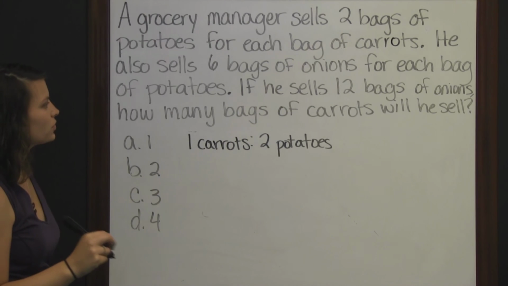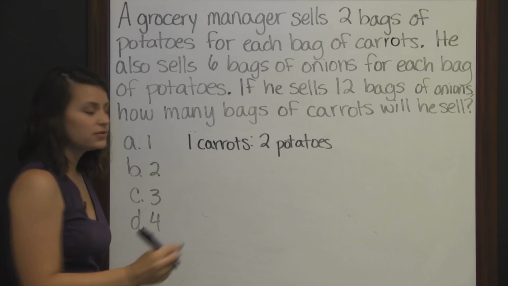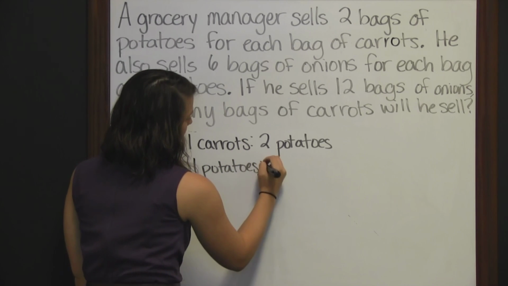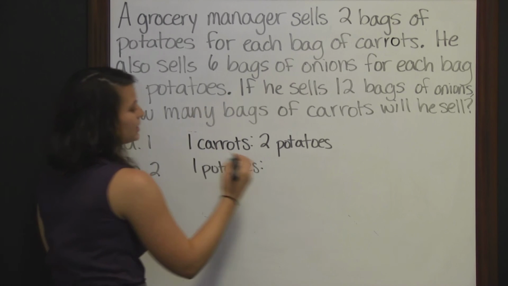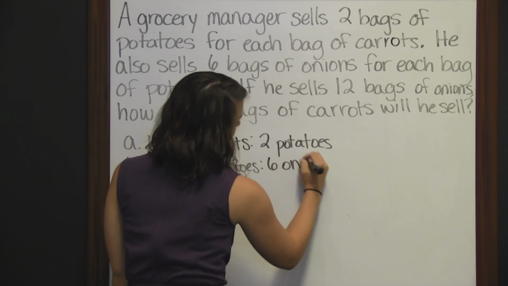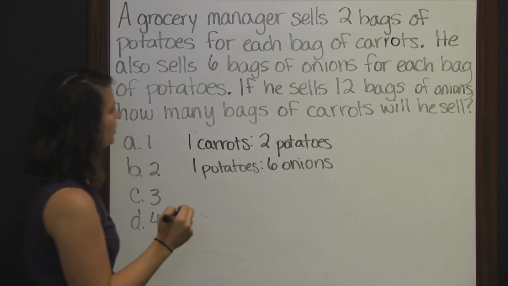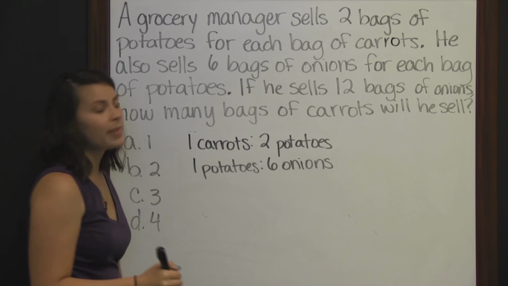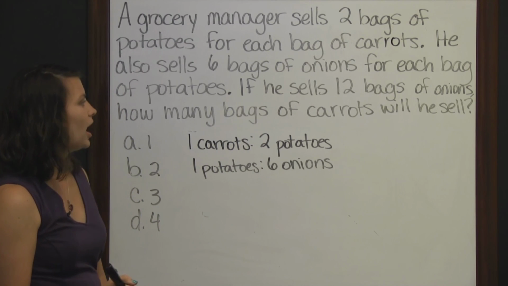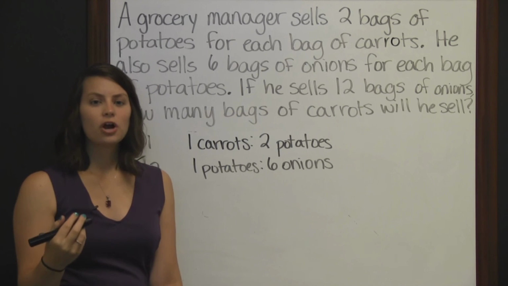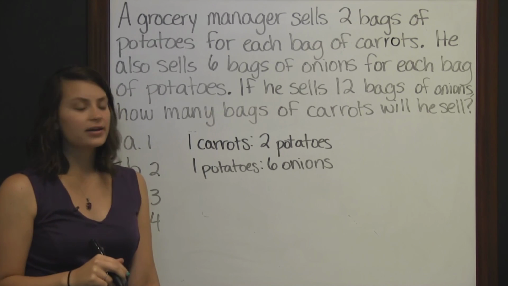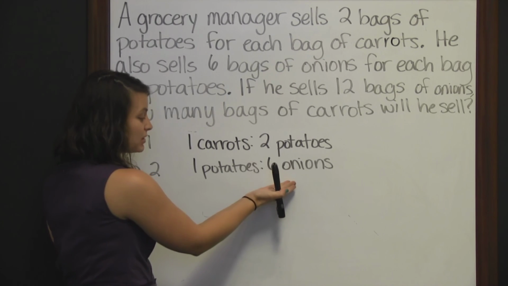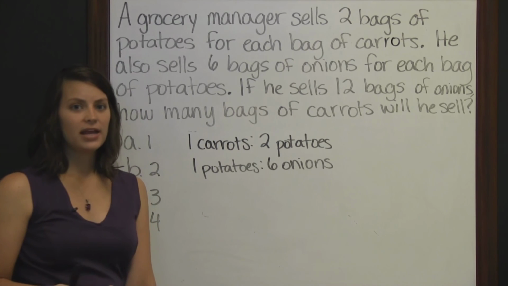In the second sentence, we're told that for each bag of potatoes, he sells 6 bags of onions. Then in the third sentence in our question, it says, if he sells 12 bags of onions, how many bags of carrots will he sell? So let's start with what we know. He sold 12 bags of onions. So where do we find that in our information? Well, 6 bags of onions is 1 bag of potatoes.